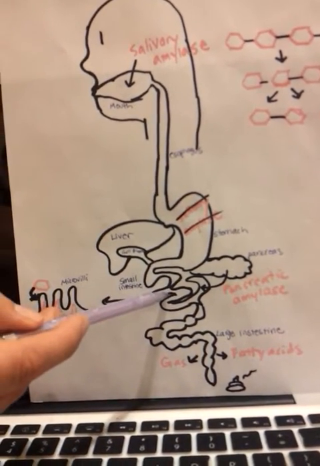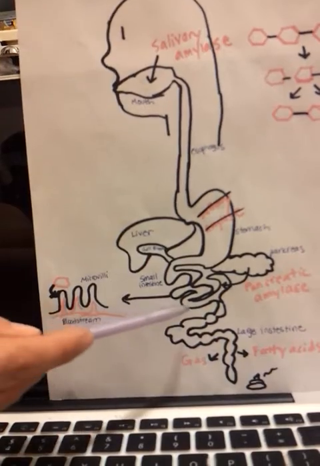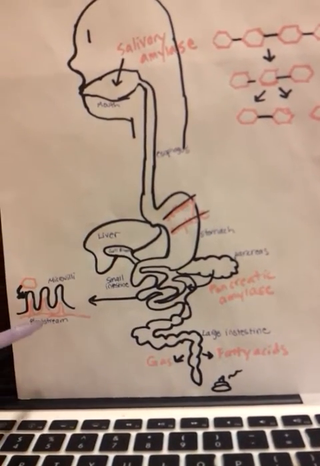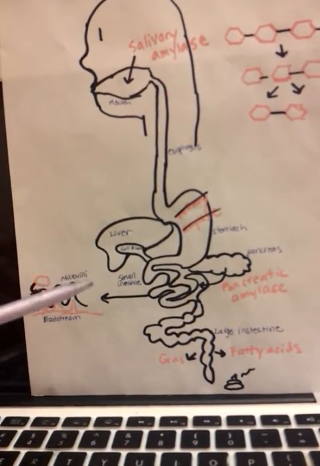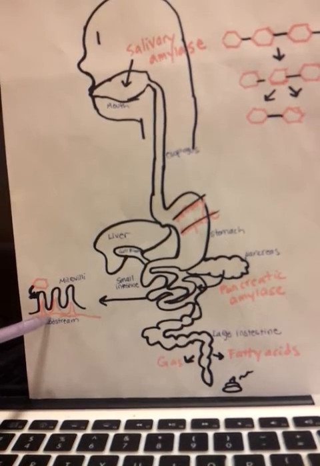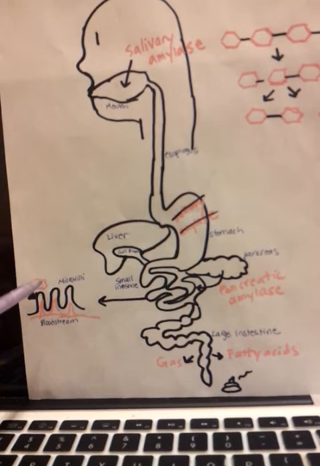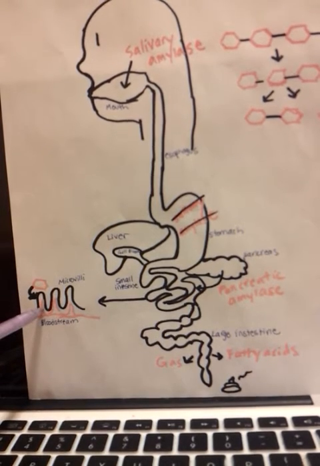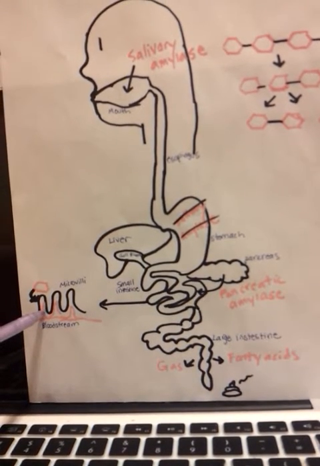Now absorption takes place. The small intestine has microvilli on its lining. Monosaccharides move across the microvilli into the bloodstream. In this case, glucose from the apple is absorbed into the bloodstream from the small intestine.